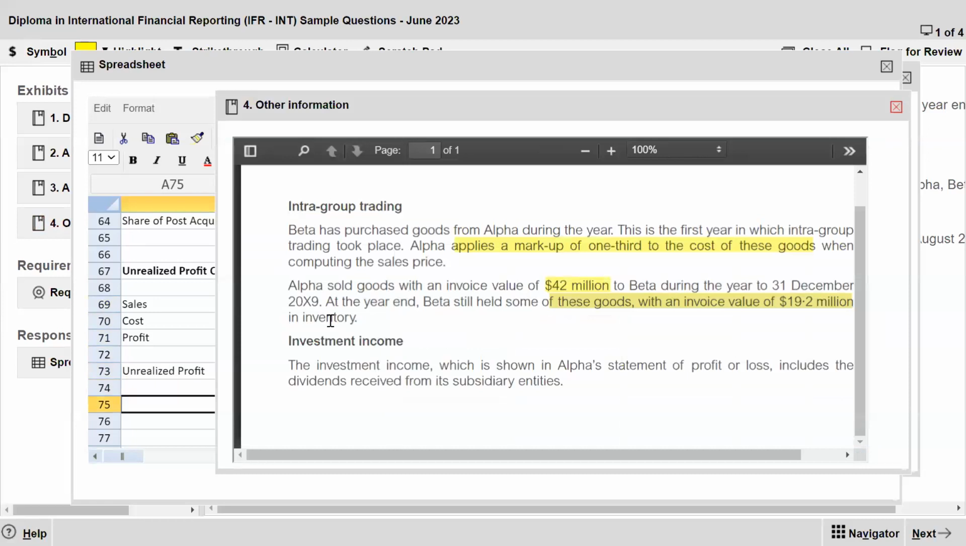Now what next is there? Lastly, it says that the investment income which is shown in Alpha's statement of profit or loss includes the dividend received from its subsidiary entities. So the dividend income that has been received has been shown, right? It's a dividend income that has been received. Okay, that's okay.